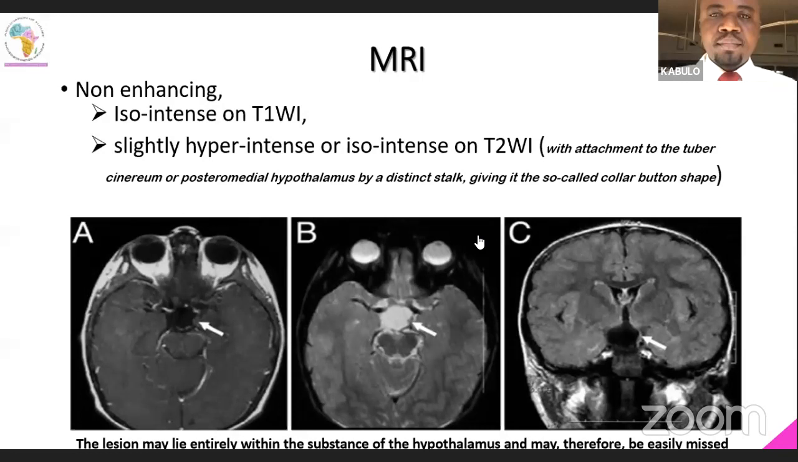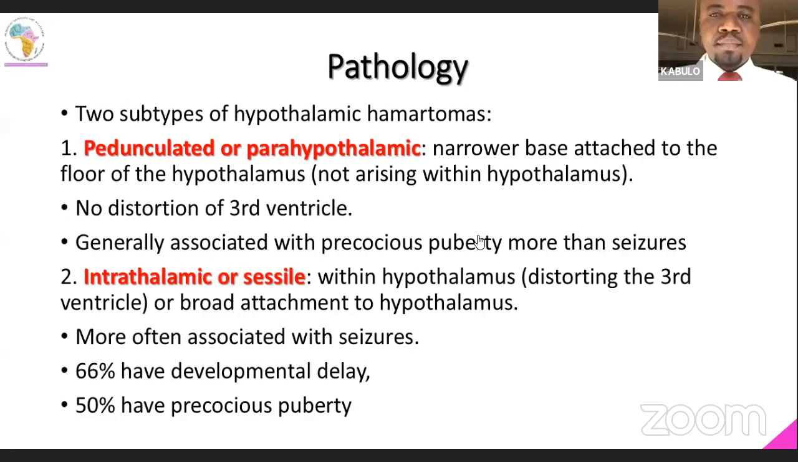Then the lesion may lie entirely within the substance of the hypothalamus and may therefore be easily missed if very small. Then according to pathology, there are two subtypes: the pedunculated and the intrahypothalamic.